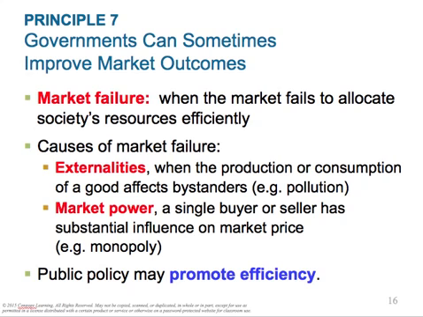Other causes of market failure could be market power, where a single buyer or seller has substantial influence on the market price. An example here would be a monopoly. Public policy may promote efficiency. I can tell you from experience, many times it may not. But the idea is to seek a government that tries to promote efficiency, reduce externalities, and reduce issues with monopolies.